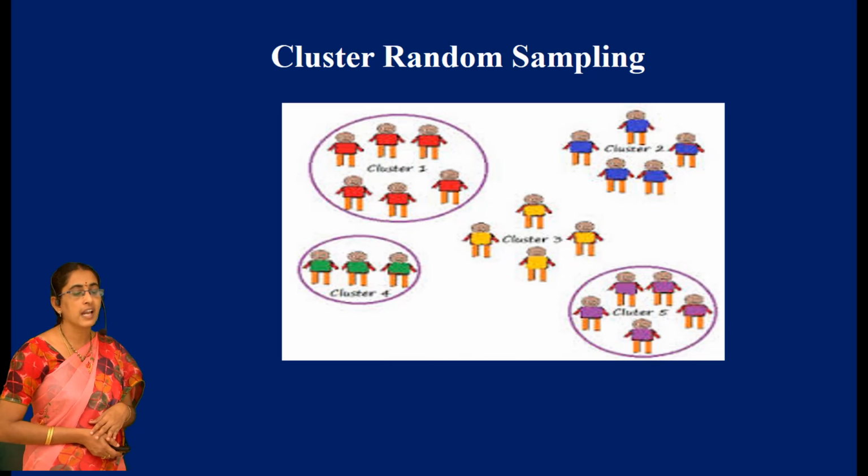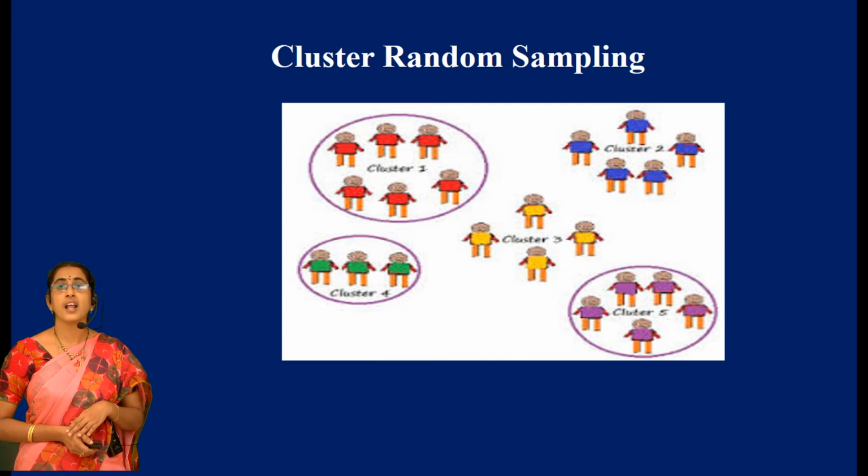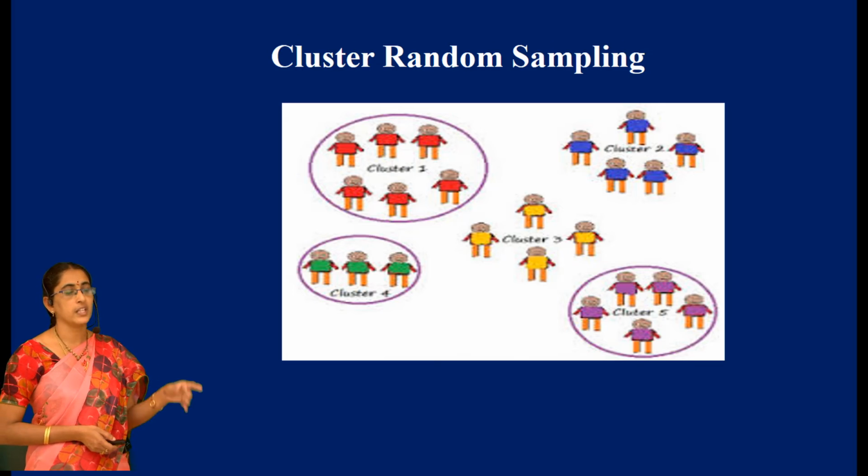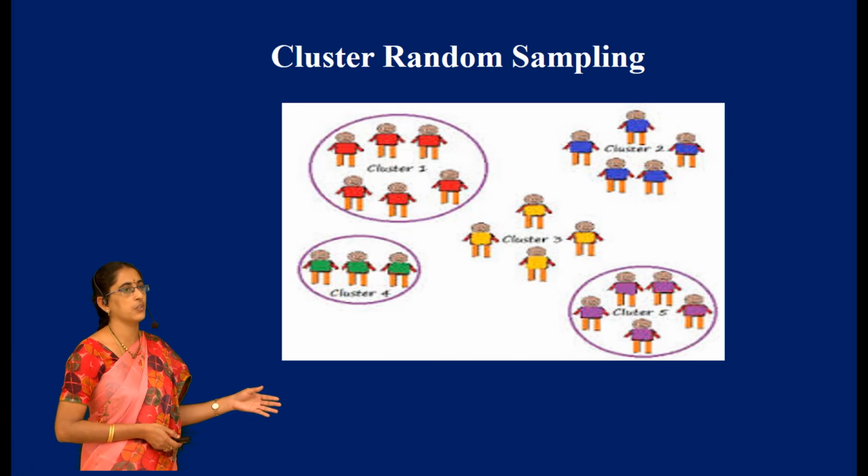So in cluster random sampling we use simple random sampling as well as stratified random sampling. Stratified means we use it when the population is very heterogeneous, right?